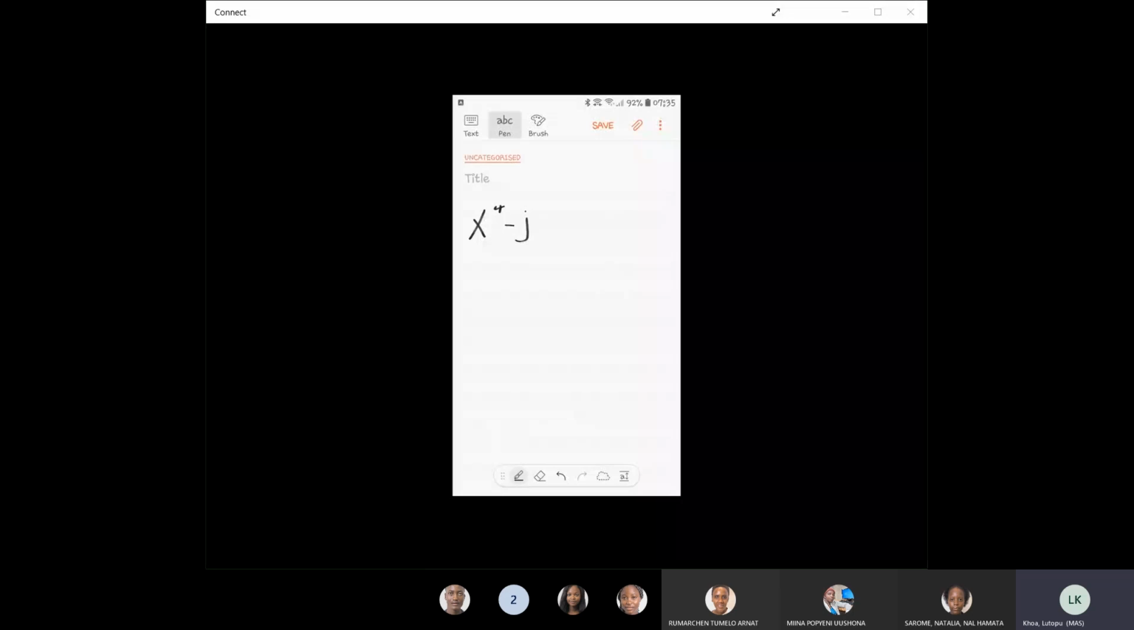Minus j, 1.3, minus j, this is equal to 0. So what I say to do is just multiply this out, rewrite it as a single complex number, and then you do the same thing. You take it to the other side and then find its fourth roots.